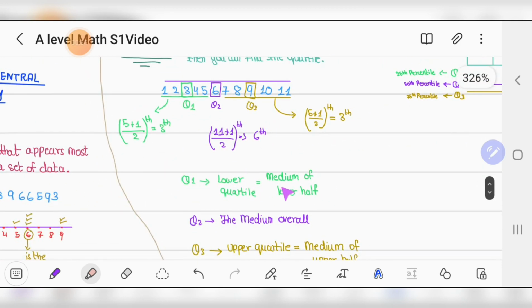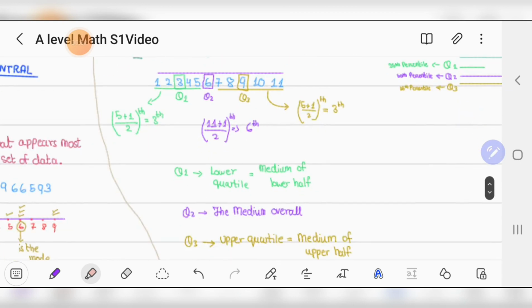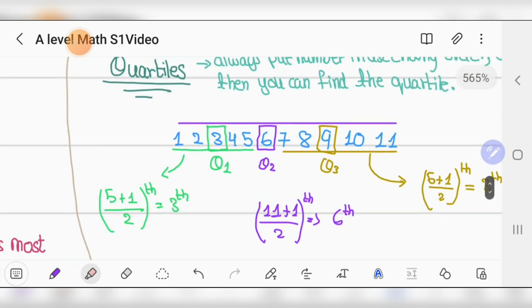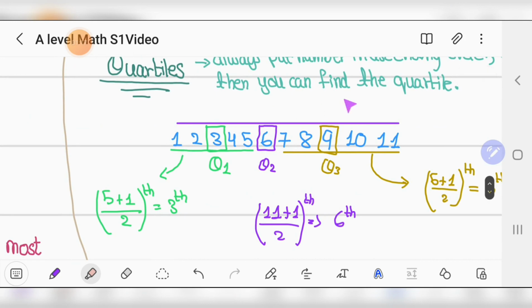So Q1 is the lower quartile, the median of the lower half. Whenever we try to find the quartiles, we always start with the second one. We take the whole data set and take the median, as we all know how to take the median. The total is 11, there are 11 numbers. 11 plus 1 upon 2, 6. So this is the median. So this is Q2. Then we break it down into 2 groups, 1 and 2.